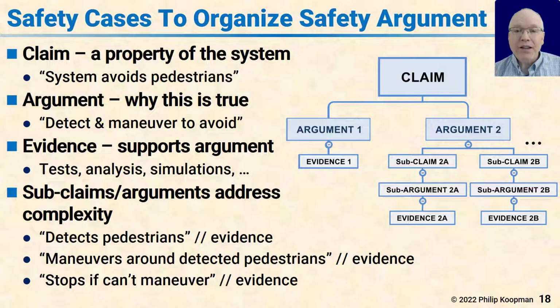And we maneuver around detected pedestrians. Here's some evidence to show you why that is true. And we stop if we can't maneuver. Here's some evidence to show you why that's true. To be sure, these can be somewhat complex.